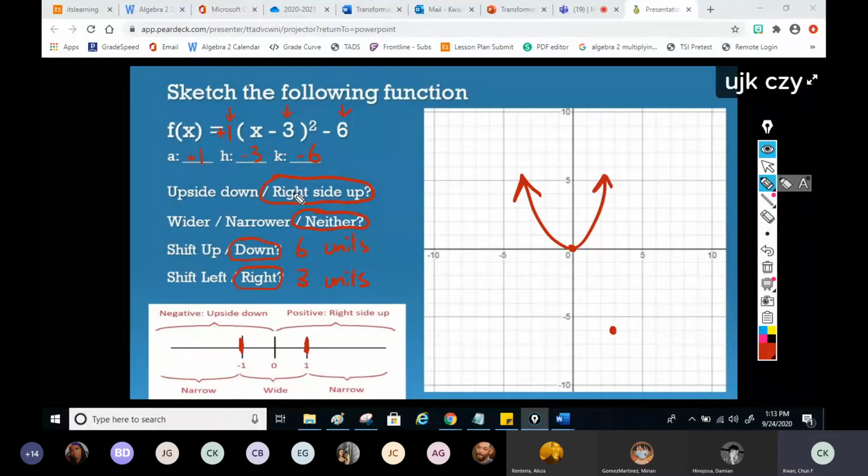All right, after that, I need the graph to be right side up. Right side up, so that means it looks like a U. And then you don't have to make it wide. You don't have to make it narrow. So it's just average. So that means it's going to look something like this.